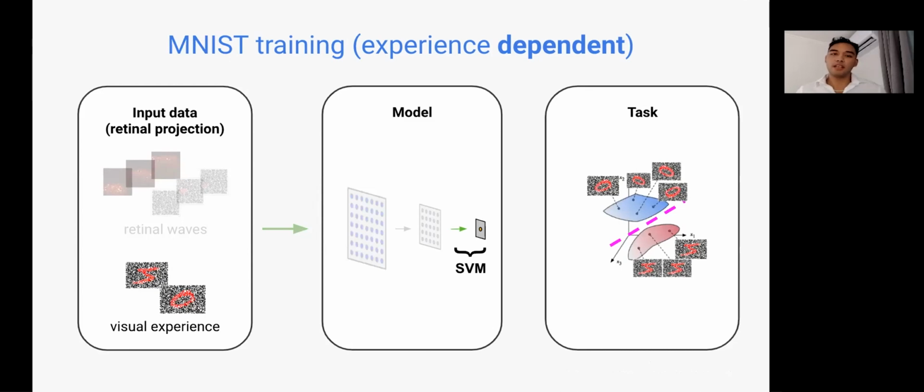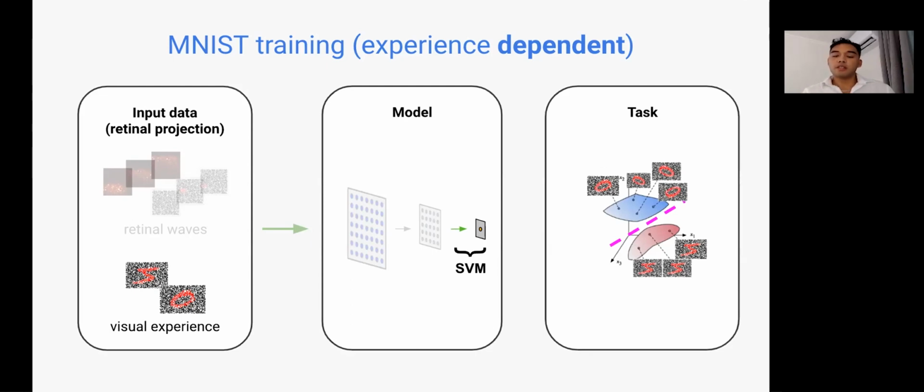So this is just MNIST data, so handwritten digits from 0 to 9, but they're projected onto this retinal input space. And you pass the data through the model, and then you only train that last support vector machine layer on the data, but you freeze the weights of the rest of the model. So you're still getting the representations that you gained from doing retinal wave training. And then the task that you're doing is, again, image classification.